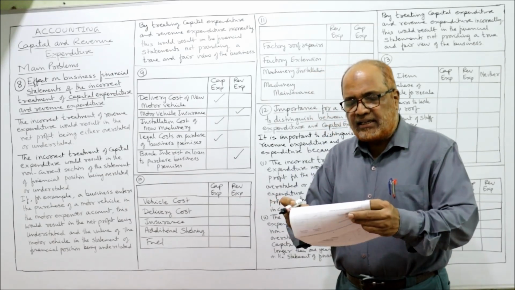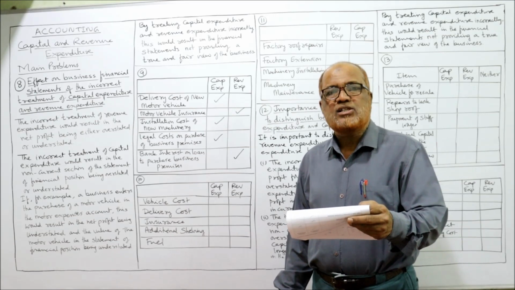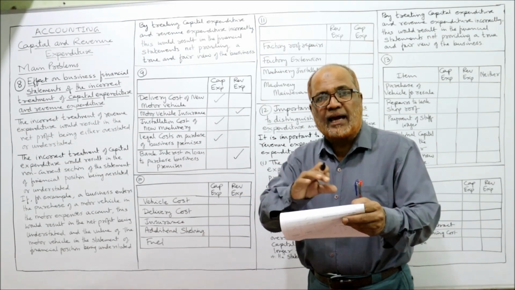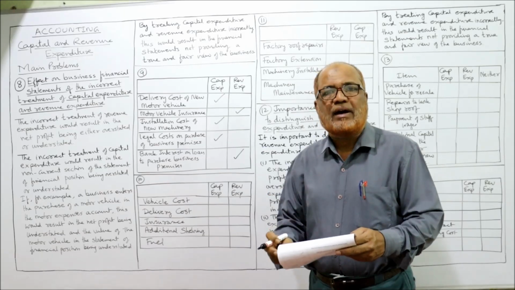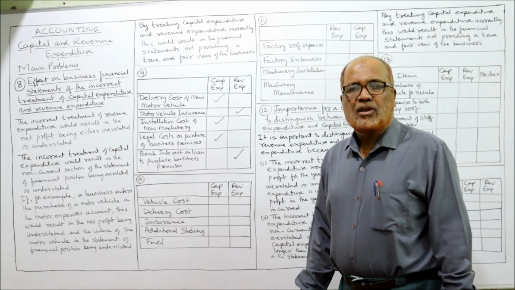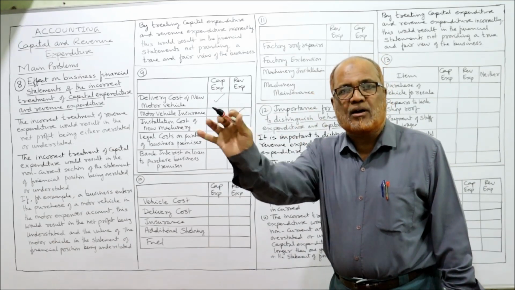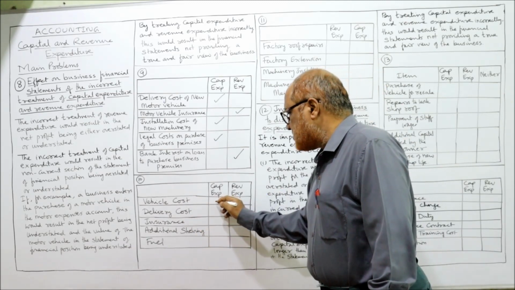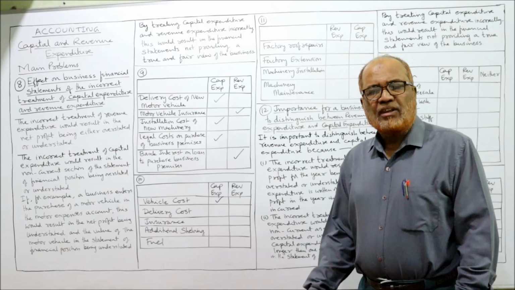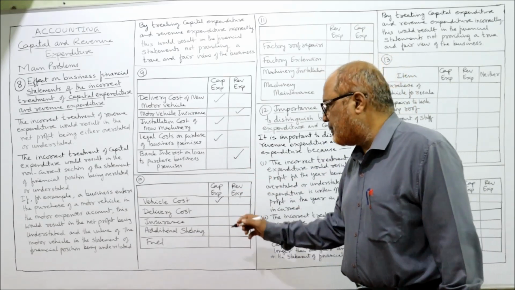Complete the table using a tick to indicate how each item would be classified when a new motor vehicle is purchased. New motor vehicle is purchased, how do you treat the expenses? 1, 2, 3, 4, 5. Five expenses are given. Vehicle cost. The cost of the vehicle, it's a capital expenditure. Only once you are paying the cost. So vehicle cost is a capital. Delivery cost, only once. At the time of taking the delivery of the motor vehicle, delivery cost will be paid.